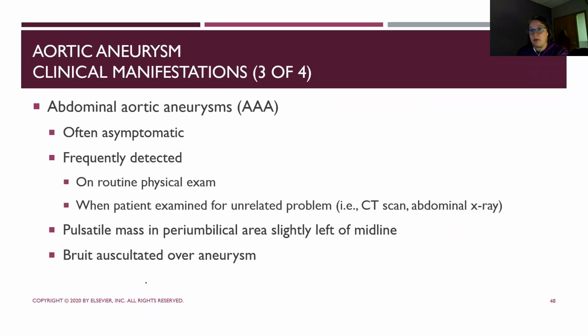An abdominal aortic aneurysm, so this is a third place for an aortic aneurysm, happens below the diaphragm. So that aorta passes through the diaphragm, and then it feeds the kidneys and it splits into the two different arteries that feed our legs. The abdominal aortic aneurysms, the AAAs, are often asymptomatic as well. Frequently, they're detected either upon a routine physical exam or when a patient's examined for an unrelated problem.